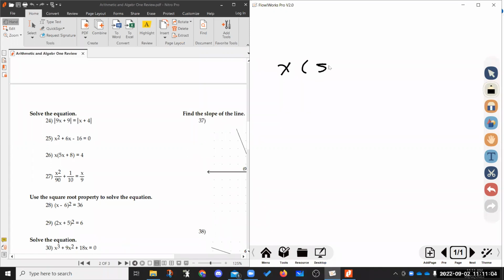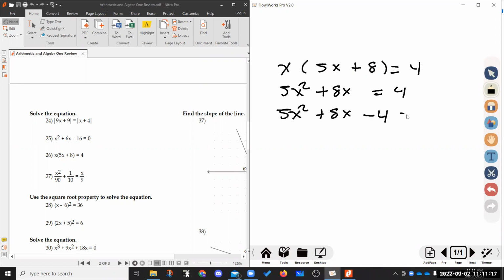x times 5x plus 8 is equal to 4. 5x squared plus 8x is equal to 4. 5x squared plus 8x minus 4 is equal to 0. Take your pick if you want to factor, if you want to use the quadratic formula, if you want to complete the square, how you want to do this. I'm just going to jump into the quadratic formula to practice that.